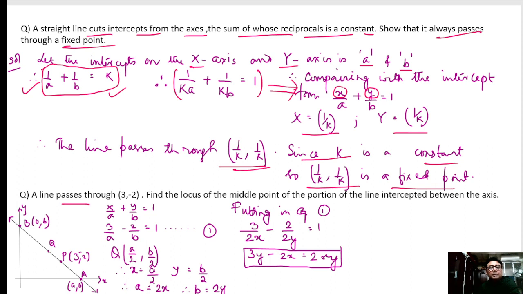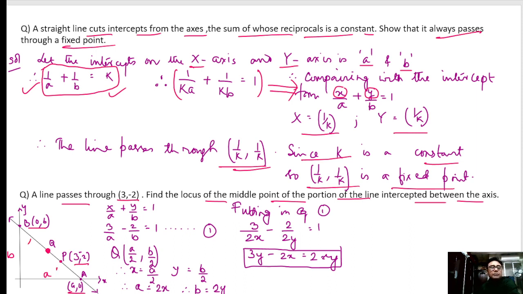Next: a line is passing through 3 comma minus 2. Find the locus of the middle point of the portion intercepted between the axes. Okay, so this is the line which is making intercepts a and b. So the coordinates of A and B I know, and they are telling us that there is a point P, 3 comma minus 2, and the line is passing through that point. Find the locus of the middle point. This is the midpoint.